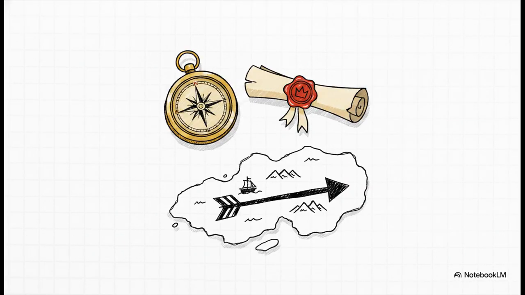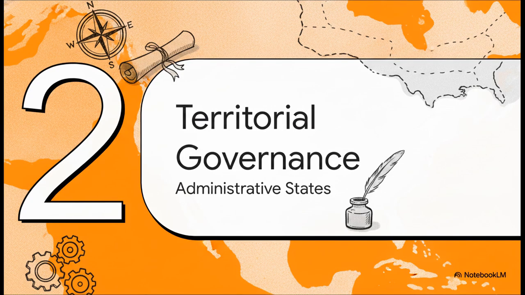Now, what's really fascinating here is who the texts say was actually leading that westward charge. The sources explicitly state that the British territorial government took the lead in exploration and initial settlement. And this wasn't an accident. According to the documents, it was the result of specific treaty provisions that completely mandated this arrangement. So that brings us right into Section 2, Territorial Governance.